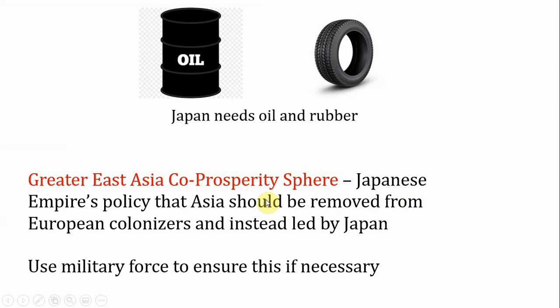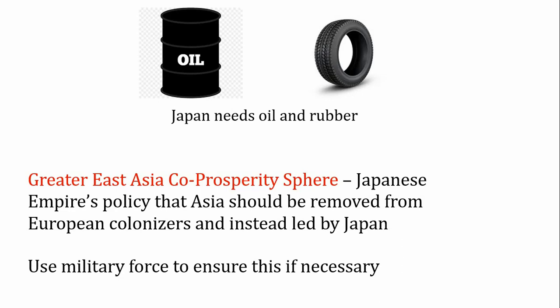So Japan comes up with this idea, which I want to write down, called the Greater East Asia Co-Prosperity Sphere, which sounds good. It's all of East Asia, so kind of Korea, China, Vietnam, Cambodia, Laos, that they are going to make this kind of co-prosperity sphere. So prosperity means doing well. So everybody's going to do well, which sounds good, but in reality has some issues. This is the Japanese empire's policy that Asia shouldn't be in the hands of Europeans. It should be led by Japan.